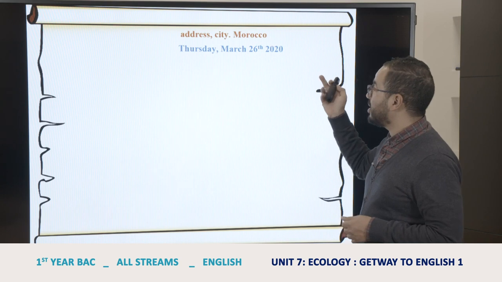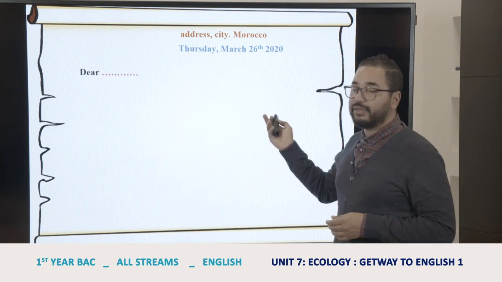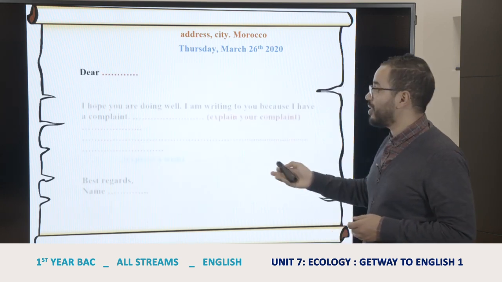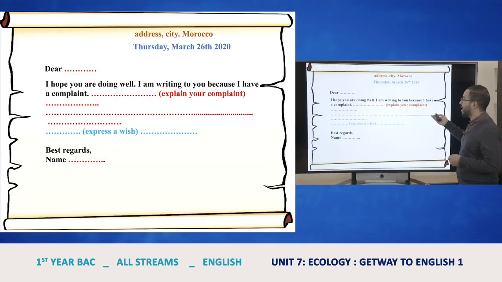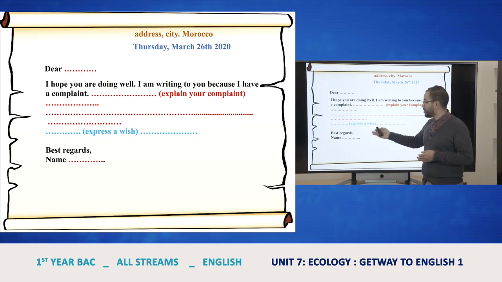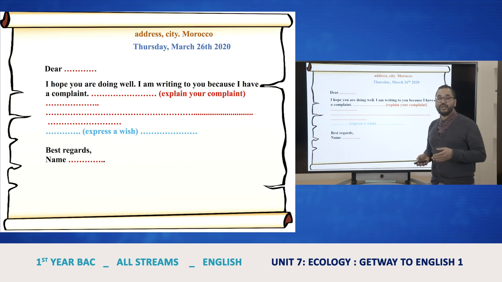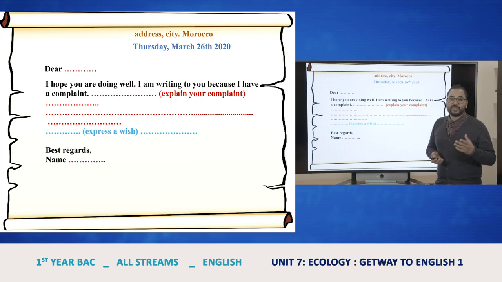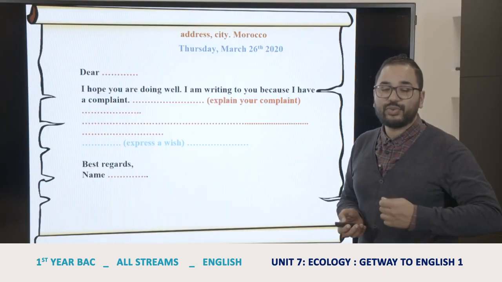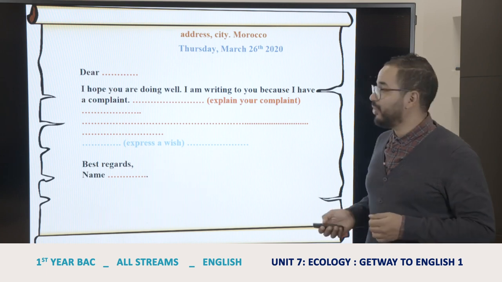You write the address, the date, dear, if you know the name, use it. This is just the form. I'm just showing you the form. I hope you are doing well. I'm writing to you because I have a complaint. You explain the complaint, you express your wish, best regards, and then you use your name or the signature. So that's the letter, and that's the form that you can use to write it at home. You have the time to do that. You think of the problems of air pollution, and then you write a letter to complain about that.